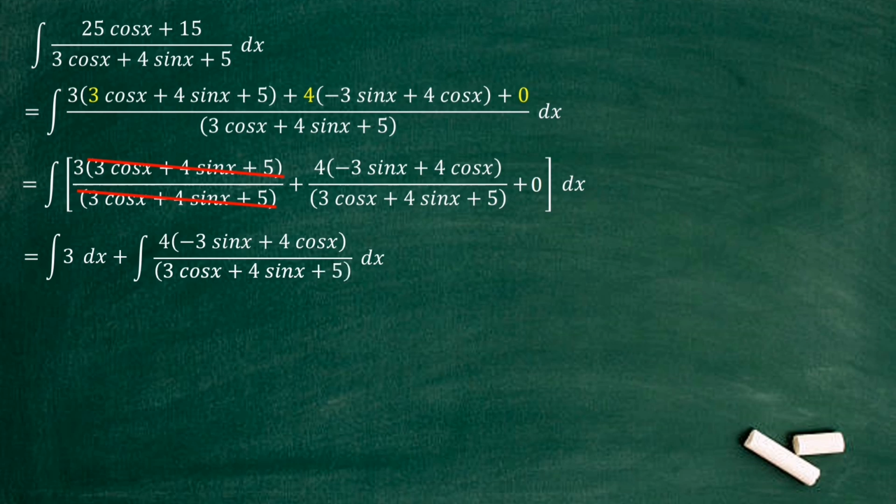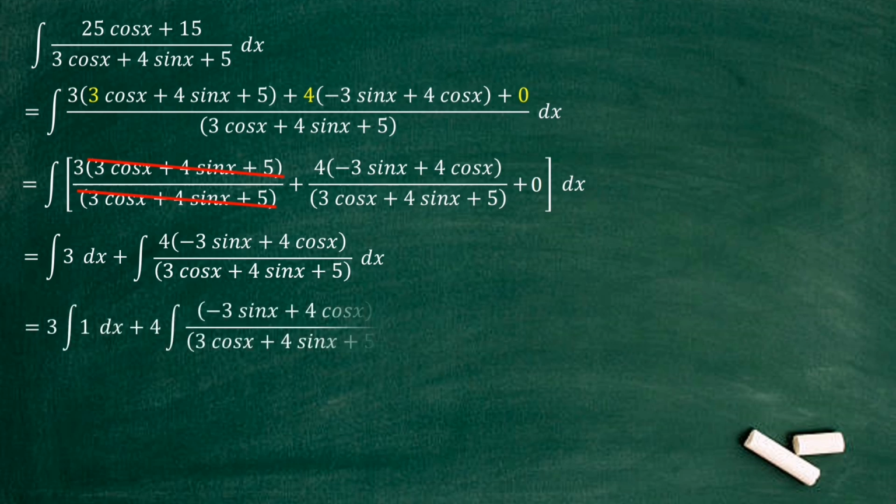3 and 4 are constant values. So we can bring these constant values outside of the integral. Integral 1 equals x. In the second integral, we have the differentiation of the denominator value in the numerator. So we can write this integral value as ln modulus 3 cos x plus 4 sin x plus 5.